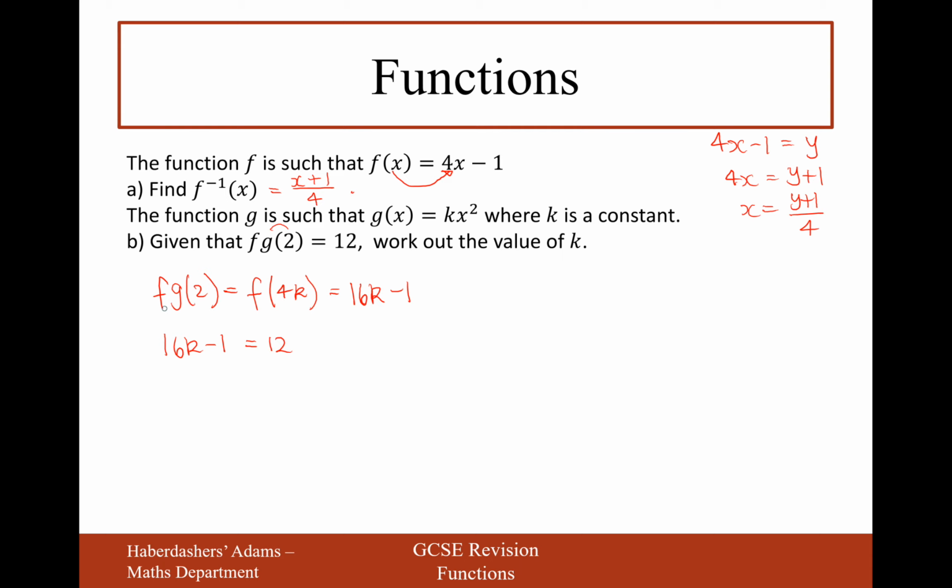I've created the function fg of 2, that's this thing here, and then I need to set it equal to 12. So the next thing I'm going to do is set 16k equal to, add 1 onto the other side, that makes it 13, and then divide by 16. 13 over 16 is the answer to that question.